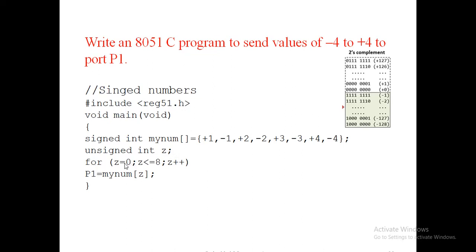Now for loop, z is equal to 0, z less than or equal to 8, condition is true. So my num of z with z equal to 0, my num of 0. What is the value over here? +1. So +1 is transferred to p1. Again z plus plus, now z becomes 1, less than or equal to 8, condition true. Now come over here, my num of 1. What is the value over here? -1. So on, it will increment and pass the values 2, 3, 4, 5, 6, 7, 8. If it is 9, it comes out of the loop.